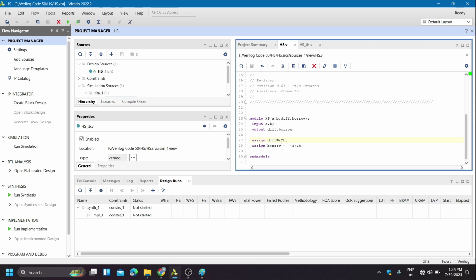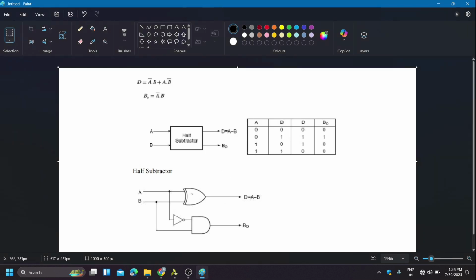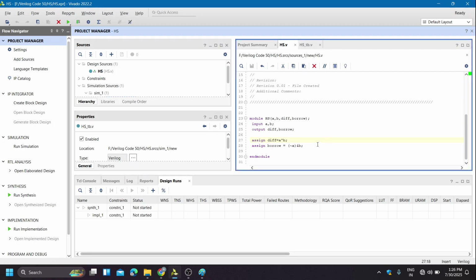So that's why I wrote diff equal to A XOR B, because for difference we are passing inputs through the XOR gate. So for difference both inputs pass through this XOR gate, and for borrow one input passes through this NOT gate, then after that the AND operation is performed. Okay, so that's why the borrow expression is A bar and B. Next, here we wrote the same thing, assign borrow equal to negation of A and B, then endmodule. So this is simple Verilog code for this half subtractor.